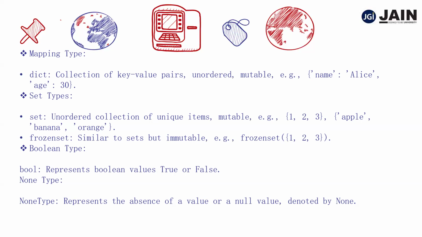Boolean type. The Boolean values are true or false. NoneType represents the absence of a value or a null value, denoted by None.